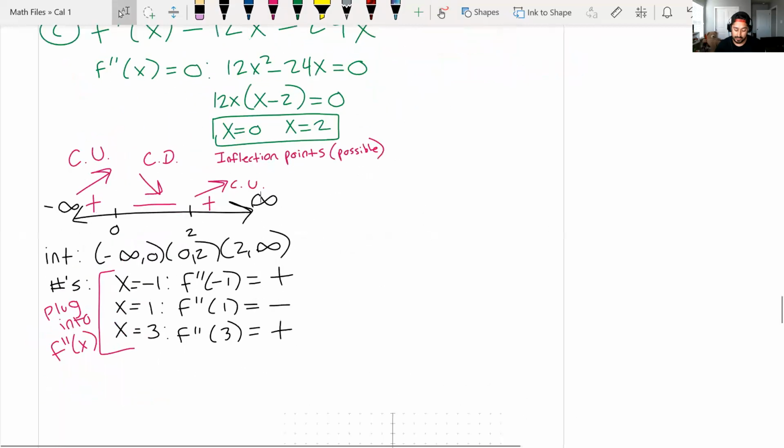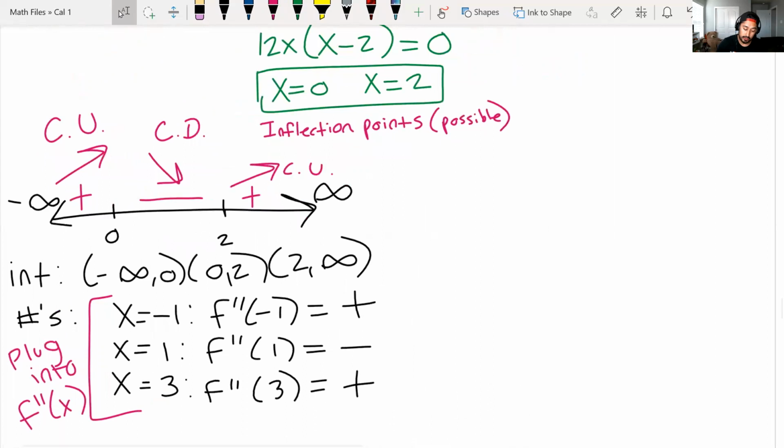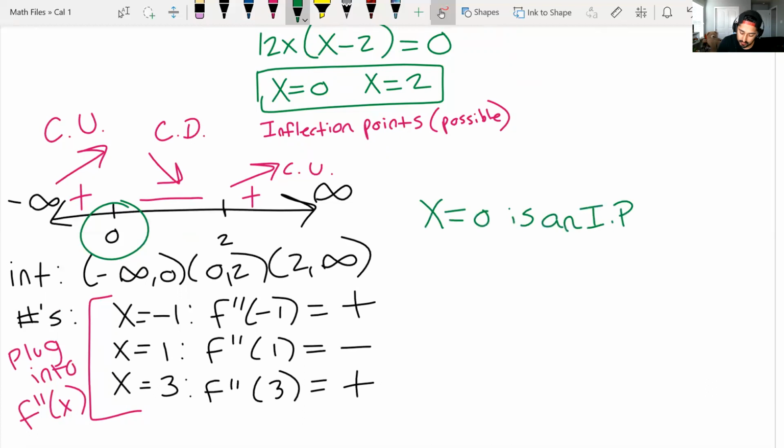Which means that now, look at our numbers. We're going to first look at 0. We want to know, is 0 an actual inflection point? Did concavity change at 0? And the answer is yes. At 0, we went concave up to concave down. This means that x equals 0 is an inflection point.